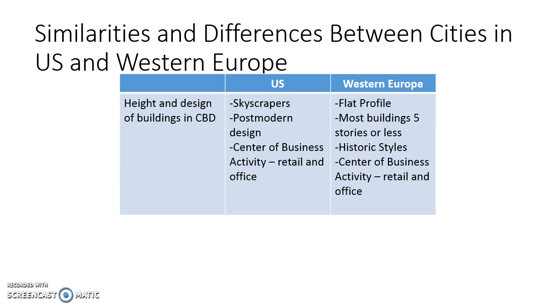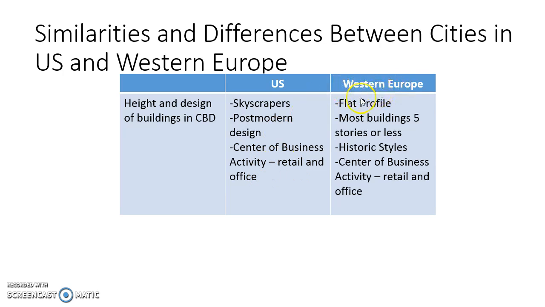Next, let's talk about the difference between the height and design of the buildings in the CBD. In the United States, typically the CBDs are marked by skyscrapers, very tall buildings that build up, not out, because the land is so expensive. Typically the most expensive land in a city is there in the CBD. They tend to be much more postmodern in design, so steel and glass, very modern. And it tends to be the center of the business activity, both retail and office.